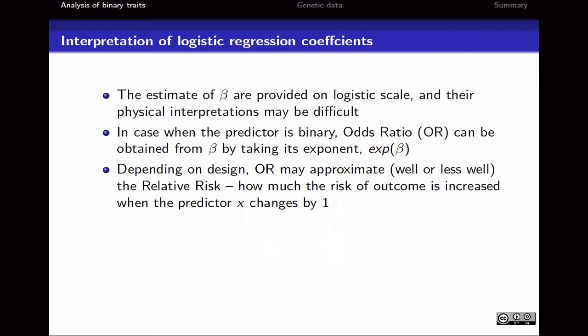And as you probably know, depending on design, odds ratios may approximate well or less well, or actually if the design is population-based with no ascertainment on the phenotype, then you obtain relative risk. Otherwise you obtain odds ratios, which may approximate the relative risk. And the relative risk is the measure of how much the risk of outcome is increased when predictor x changes by 1. We are talking about a binary predictor, so it's the difference between the two predictor values.